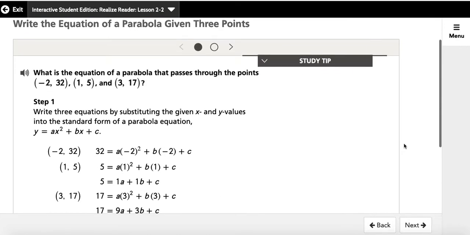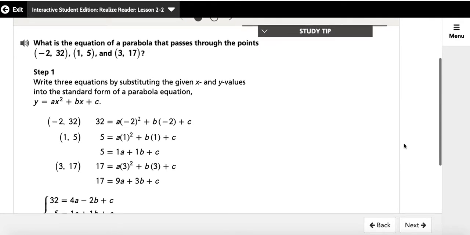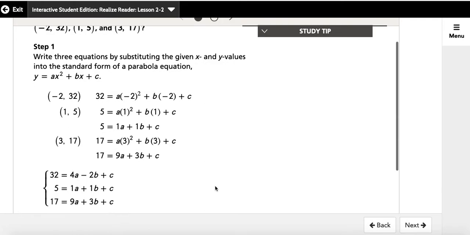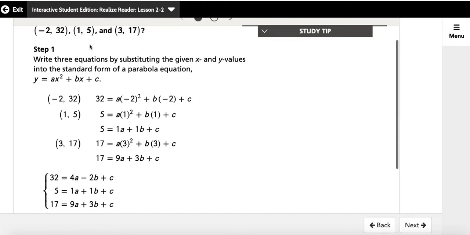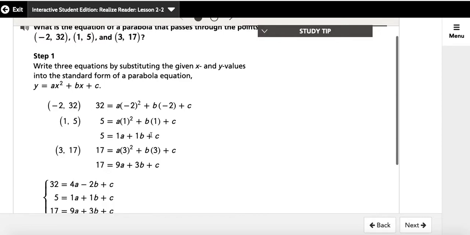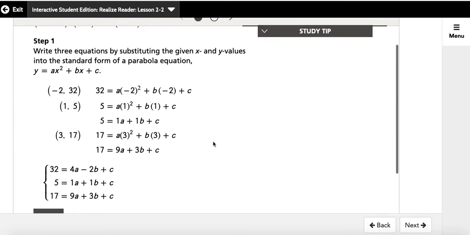First, write the 3 equations by substituting the given x and y values into the standard form of the parabola equation. So we have this standard form. We're going to take this x and y and plug it in for x and y. That yields this result down here. I don't know if you can see that down there. And when you plug in a 1 and a 5, you get this equation here. And when you plug in a 3 and 17, you get this equation here. So you're replacing x and y, and your result will be a system of equations with a, b, and c.